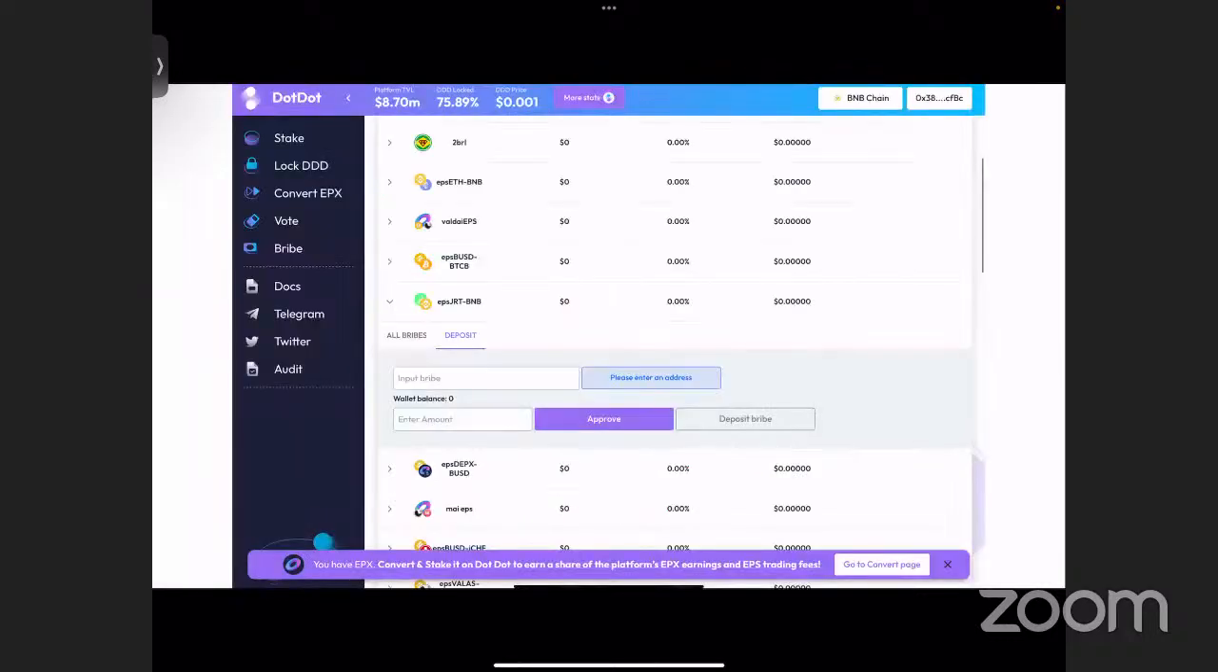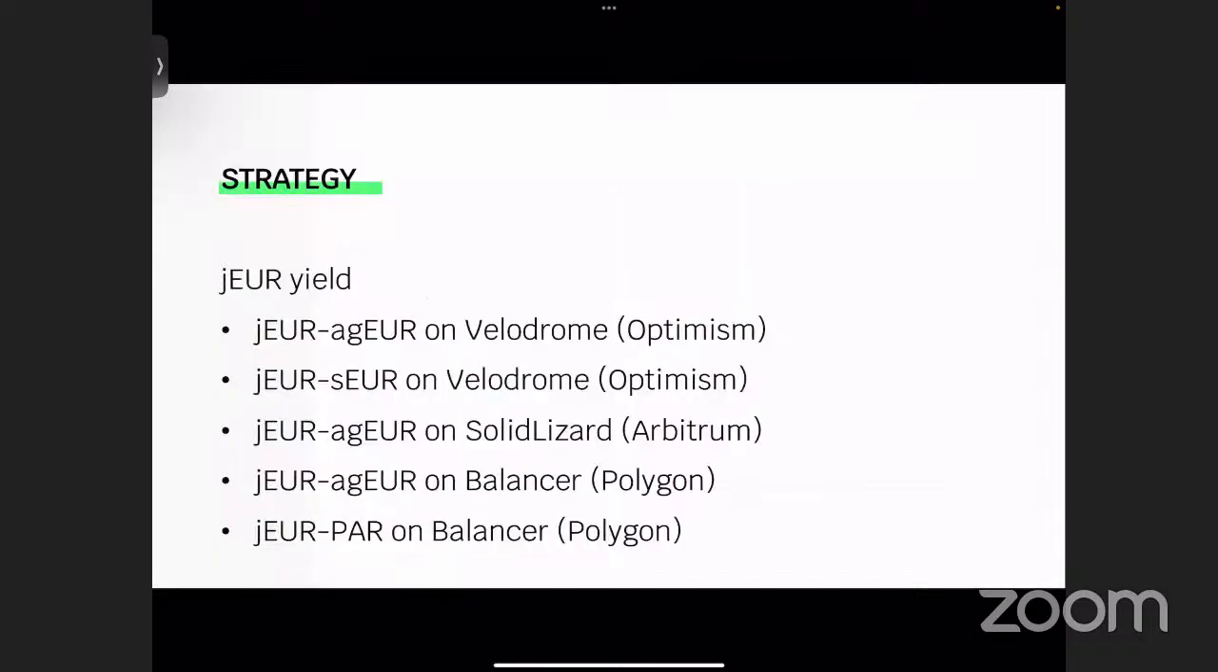So an example of how to participate on DotDot: you go on the website DotDot, you go on Bribe, you look for GRT-BNB, you put the contract address of GRT, you put the amount, you first approve, then you deposit the bribe, and you come in the group and you write down in the spreadsheet what you have done so we can keep track of everything.